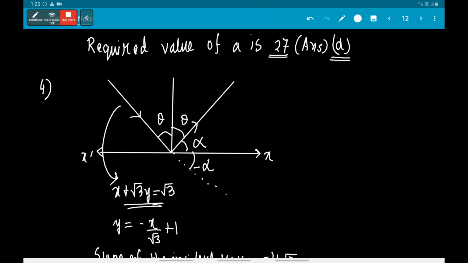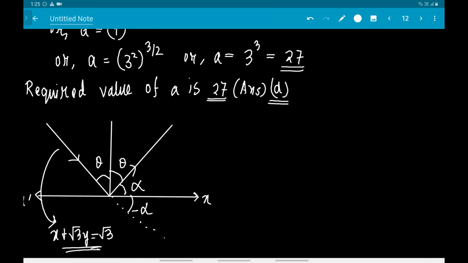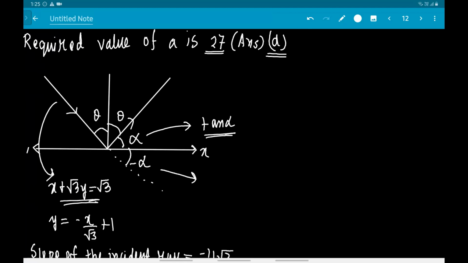So here it is alpha, and it is also alpha, but it is negative, that means minus, because it is anticlockwise. So the slope of this reflected ray will be what? If the angle is alpha, it is tan alpha. Now tan of minus alpha will be what? It will be the slope of the incident ray, obviously.